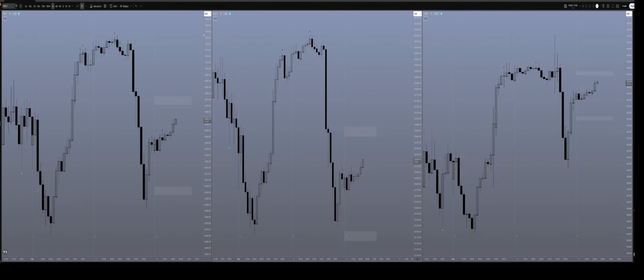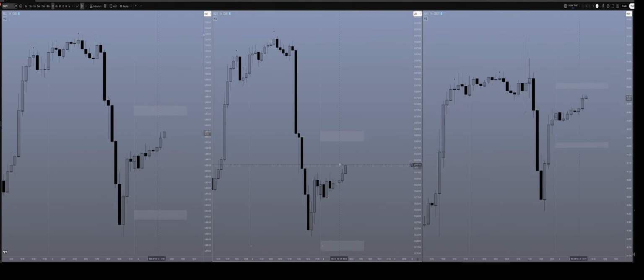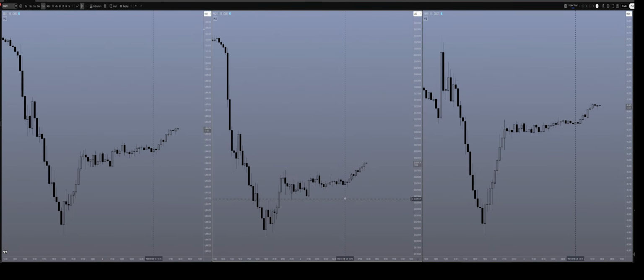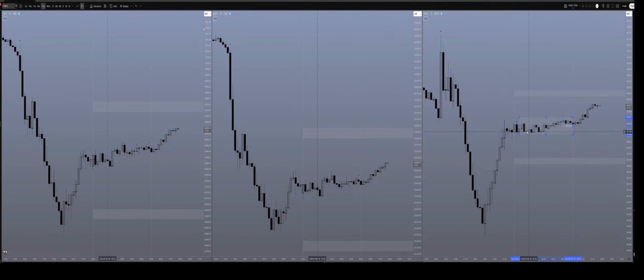What have we got over here? No dropped frames, nothing. Okay. We've definitely got a tight range there.